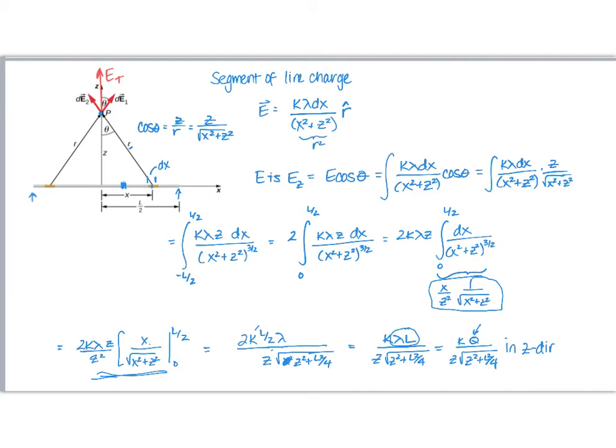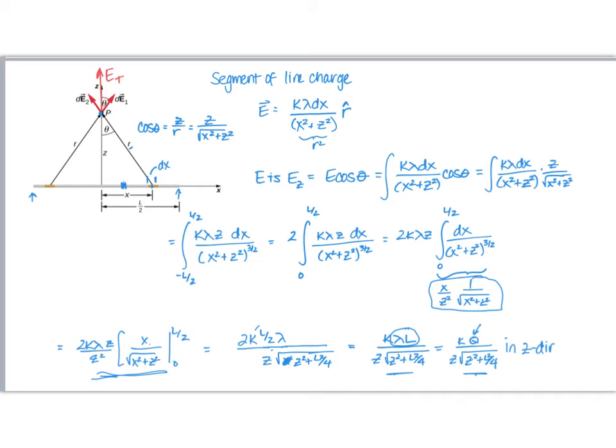If we knew how long our segment was, if you're given a problem, you know how long it is, you can put that in for L. And I know how far away from the line segment I want to know the charge. That's z. And then if I know the total charge, I put it in. Or if I know lambda and L, I can use that expression. So either one of these expressions can be used for a line segment.